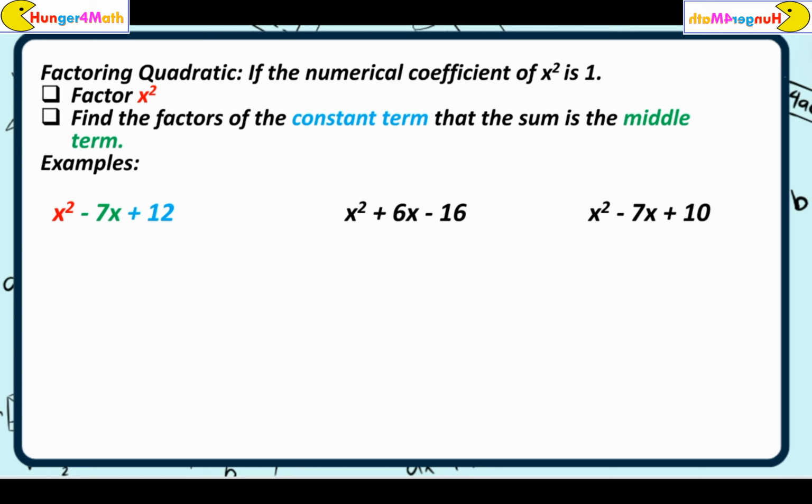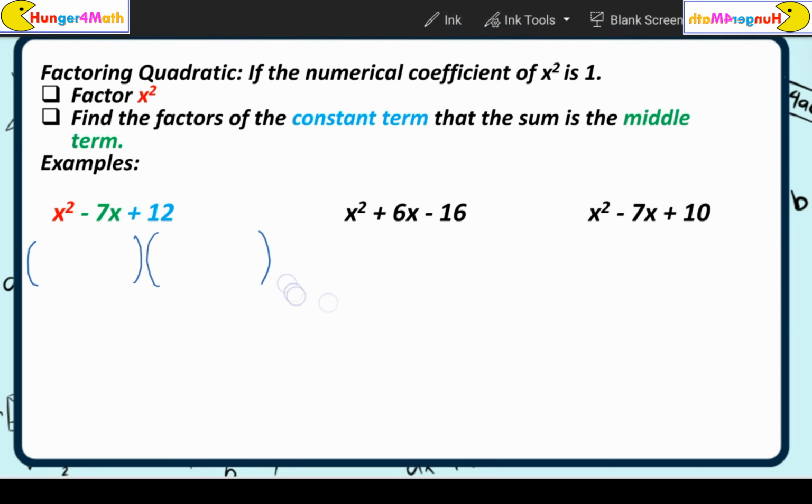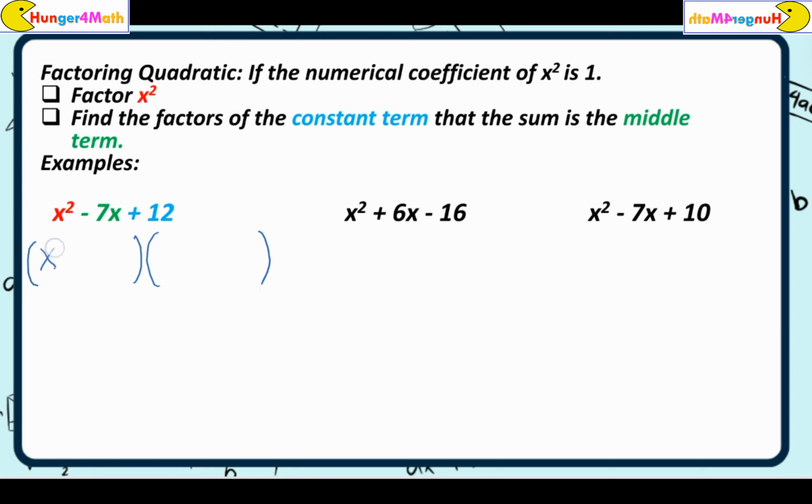Next set of example for factoring quadratic if the numerical coefficient of x squared is 1. You may pause the video so that you can try it by yourself. Now let's begin. So we have x squared minus 7x plus 12. So we need two parentheses, and then factor the first term, which is the x squared, and that is x times x. So we have to put x on both sides of the parentheses.